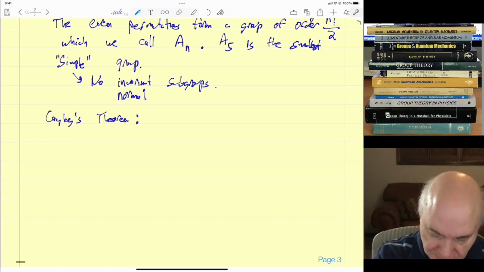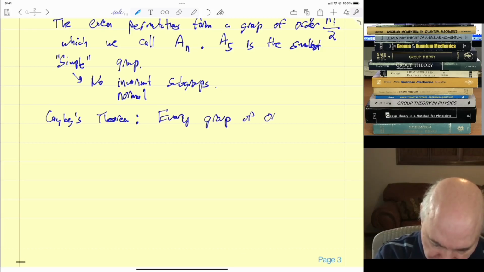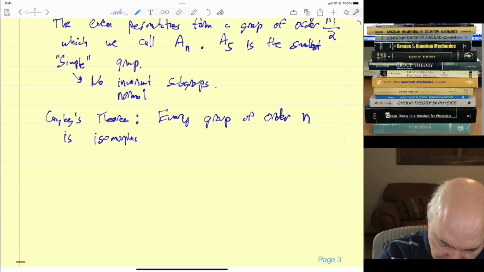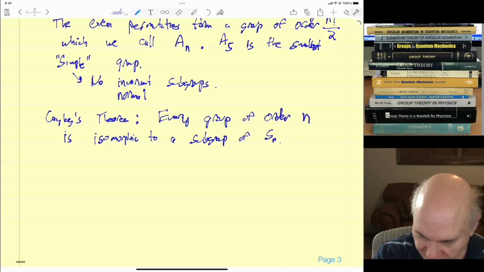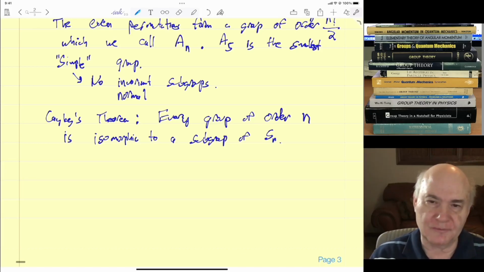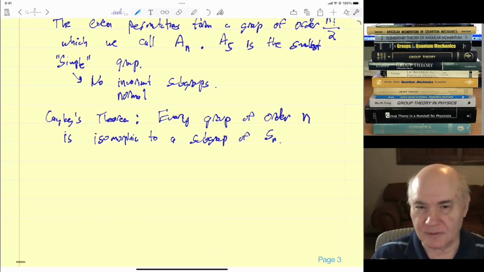Why do we care? Well, it turns out that every group of order n, every finite group, is isomorphic to a subgroup of Sn. So basically, if we study Sn, the permutation group on n objects, and all its subgroups for every n, then basically we've studied all groups.